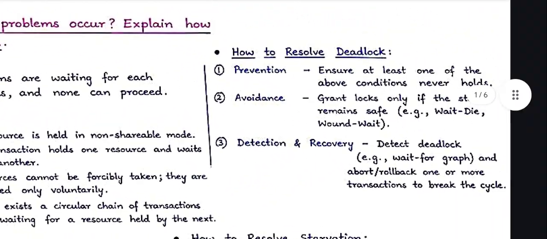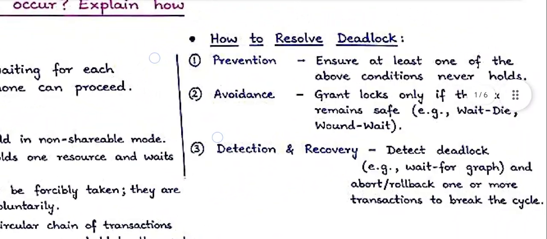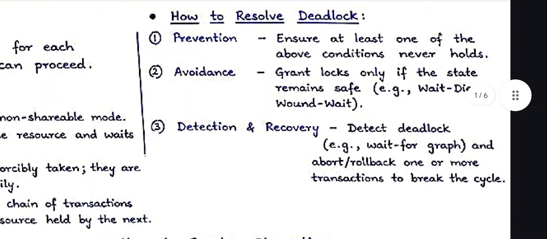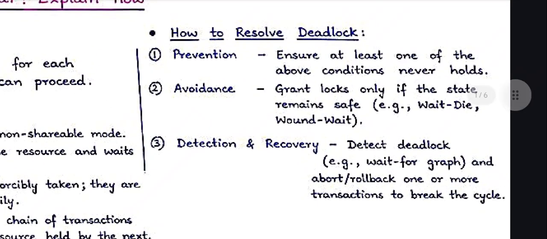How to resolve this deadlock? Prevention. Ensure at least one of the above conditions never holds. Avoidance. Grant locks only if the state remains safe. Wait-die, wound-wait. Detection and recovery. Detect deadlock using a wait-for graph, and abort or roll back one or more transactions to break the cycle.